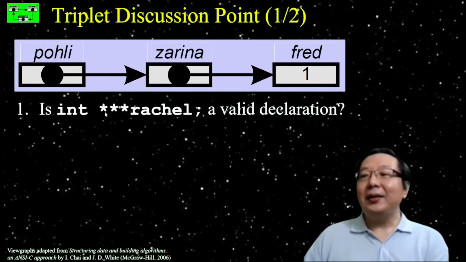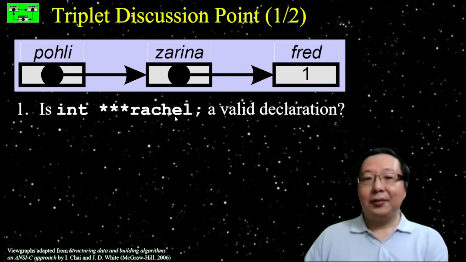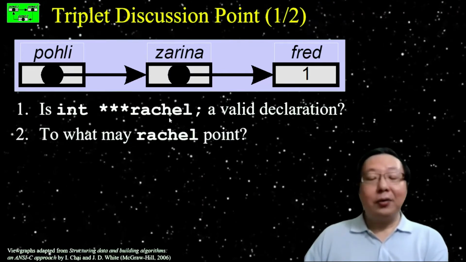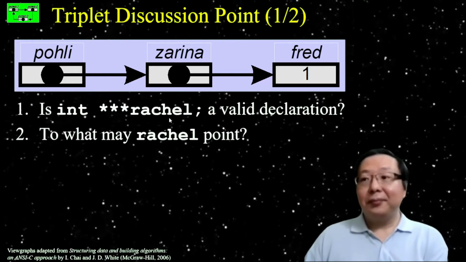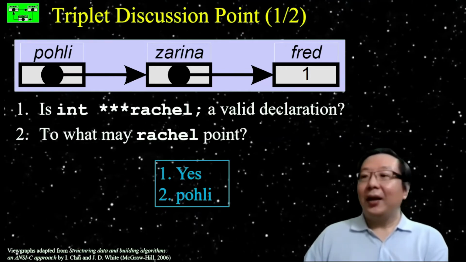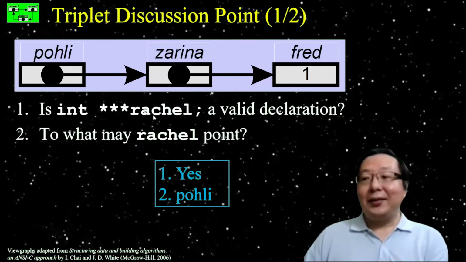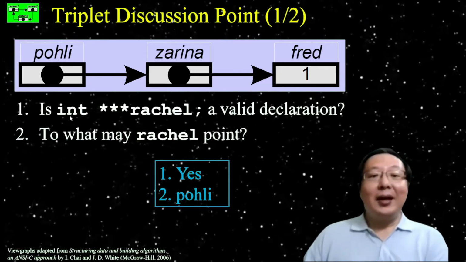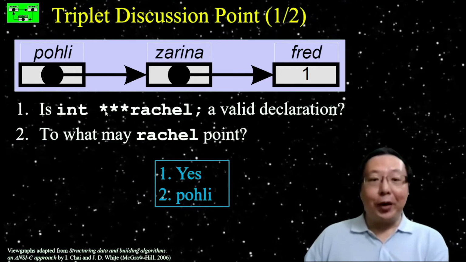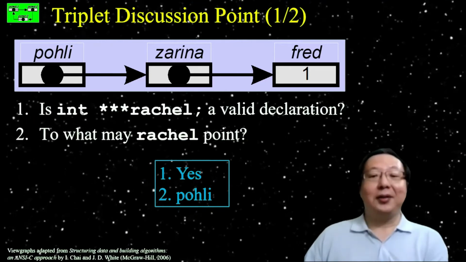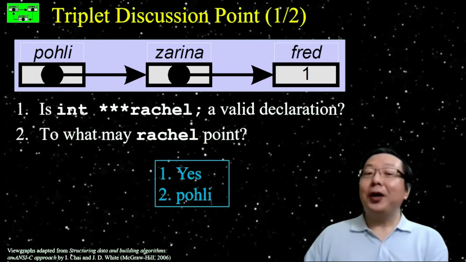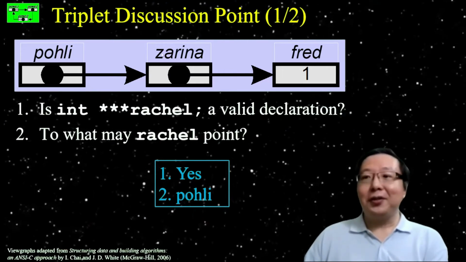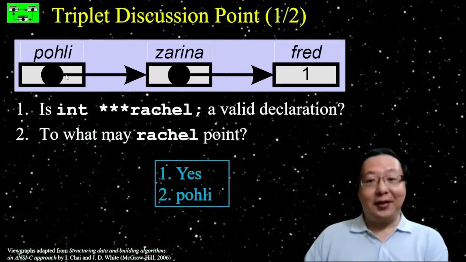Can we say int star star star Rachel? If so, what can Rachel point to? Well, the answer is yes, we can say int star star star Rachel. What does it mean? It means that Rachel is a pointer to a pointer to a pointer to integer. So it needs to point to a pointer to pointer to integer. Well, Poly is a pointer to pointer to integer, so Rachel could point to Poly.